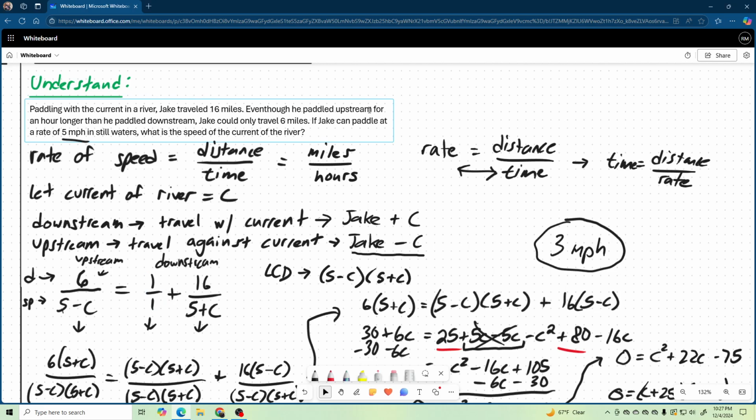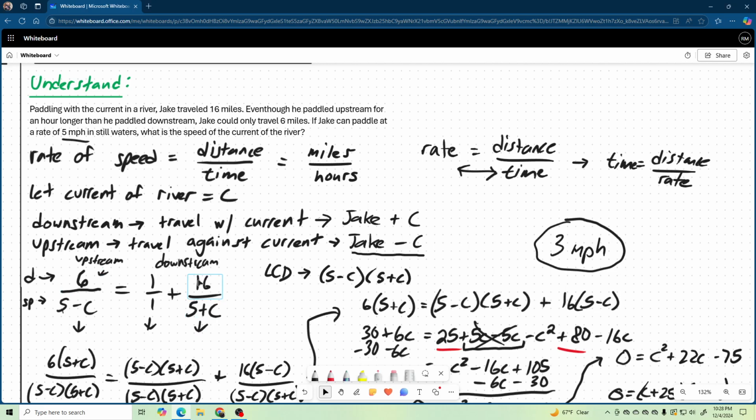Even though he paddled upstream for an hour longer than he paddled downstream, so this upstream was included an hour with it, right? This has an hour built into it. So to make it equal, we have to add an hour over here. I hope that makes sense. But that's kind of the idea, is we have to add the extra hour over here because it's built into this number. Okay. And then this part here is going to be our distance over speed, right?